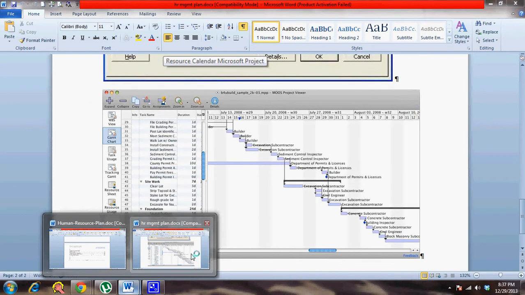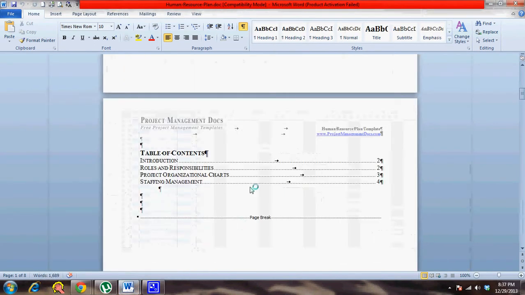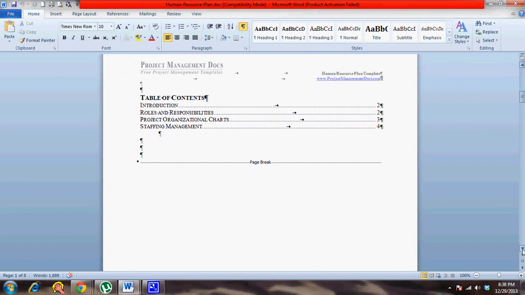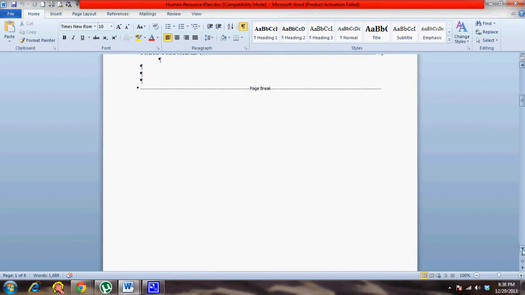Let's quickly walk through one of the templates that I managed to get from the web. So this one is a human resource management plan. You can see the roles and responsibilities, project organizational charts, staffing management as important components. So that covers actually the components that are specified in the PMBOK, the roles and responsibilities, project organization charts, which are specific to the human resource plan. Then the staffing management as such is a separate section.